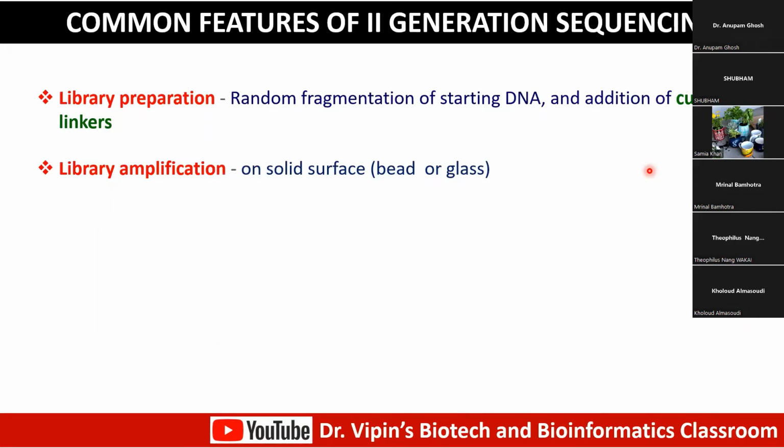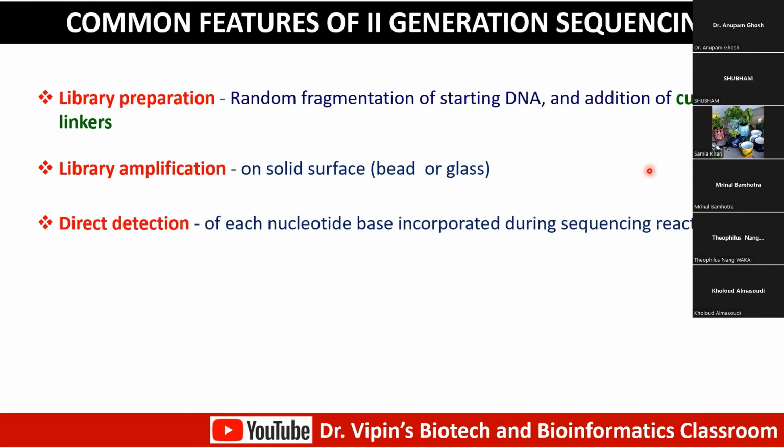One is called the bridge PCR and the other is called the emulsion PCR. Bridge PCR works for Illumina, and the emulsion PCR works for pyrosequencing, for SOLiD, and for Ion Torrent, right? Next, what is important is that all of these techniques give you a direct detection as the nucleotide gets incorporated. You have an idea of which nucleotide got incorporated. So this is real-time sequencing.